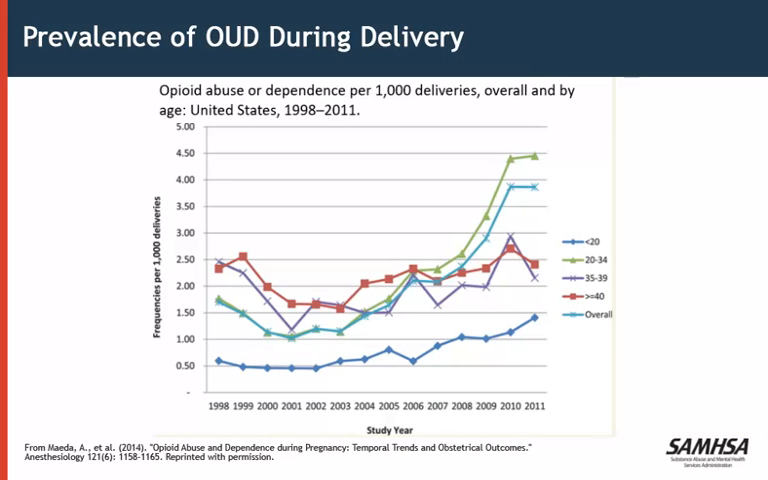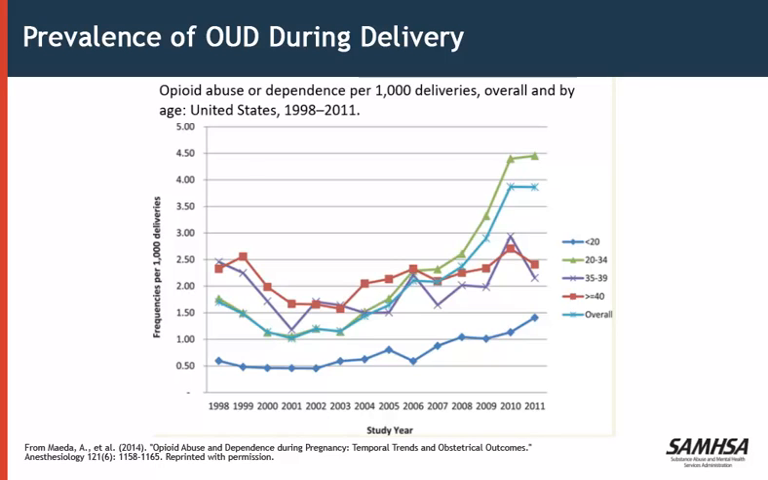This graph is describing rates of OUD at the time of delivery. It doesn't distinguish between treated or untreated women. To start, please note that the number of women with OUD at delivery has doubled since 1998. The top green line is mothers aged 20 to 34. The line immediately below that, the turquoise one, is all deliveries.